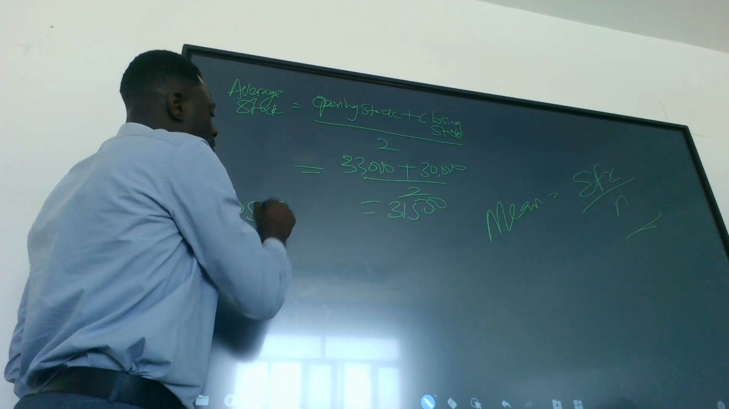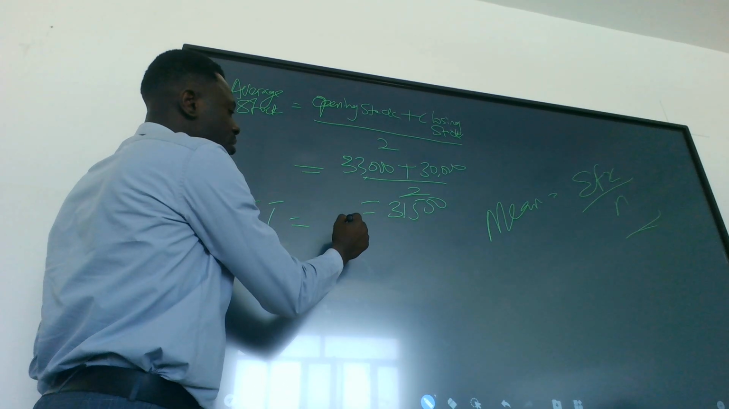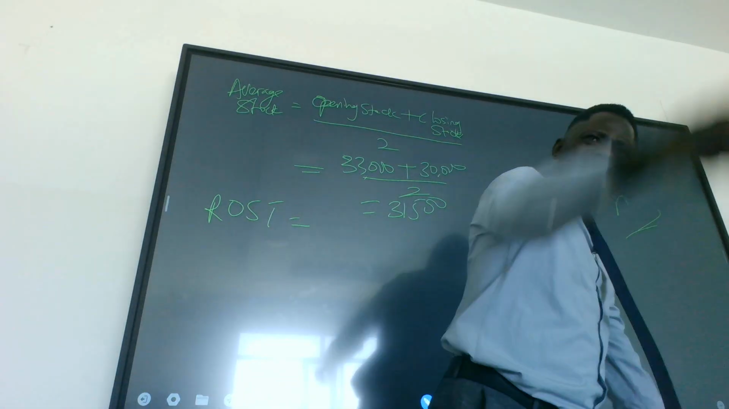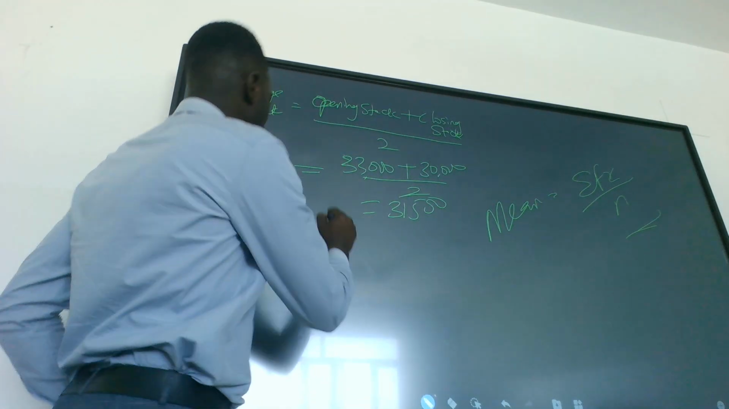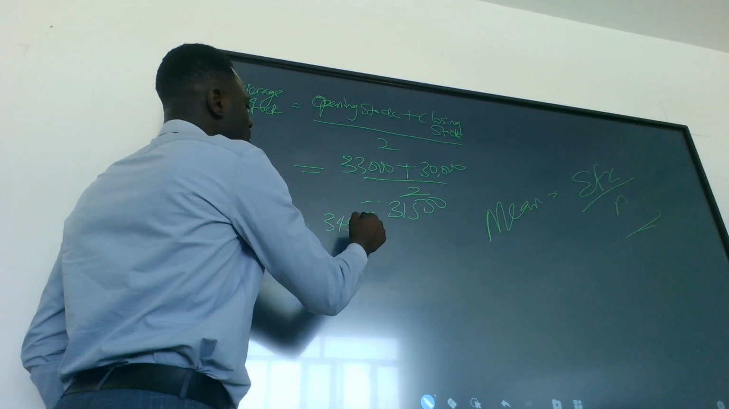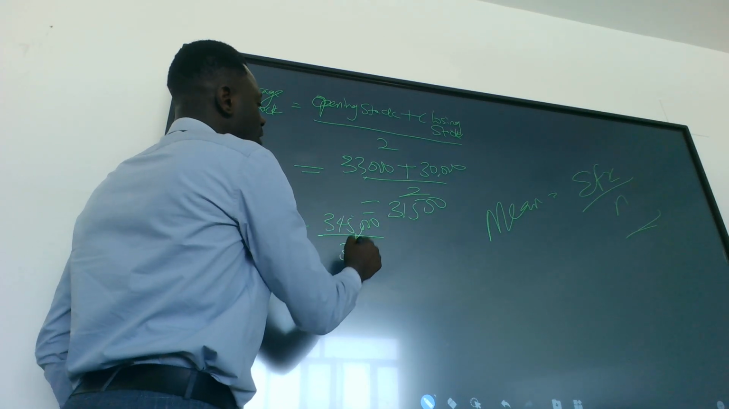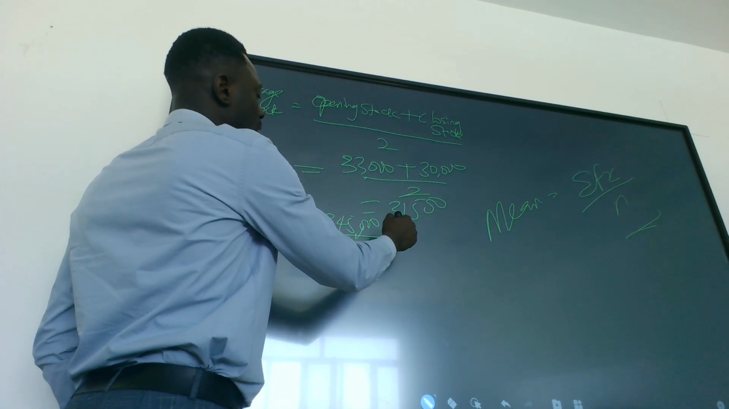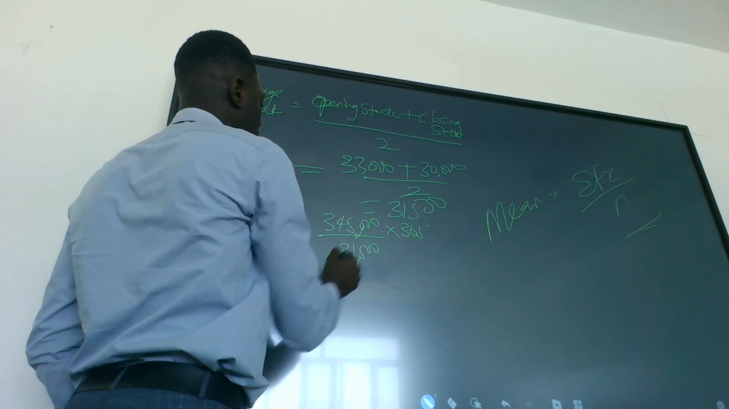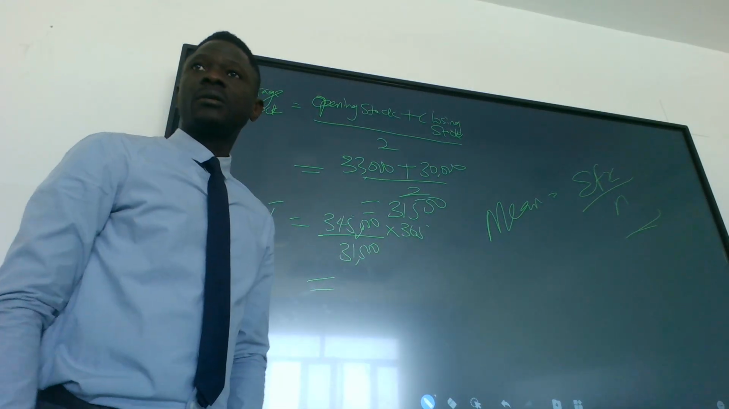Rate of stock turnover to be cost of sales. How much is the cost of sales? It's 345,000. 345,000 over 31,500. Why? Let's check. What's the number?